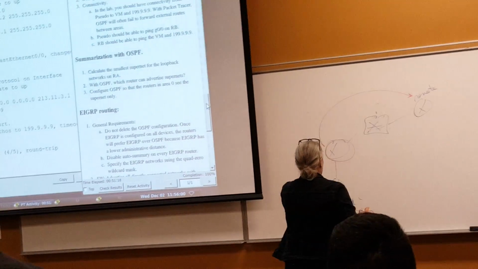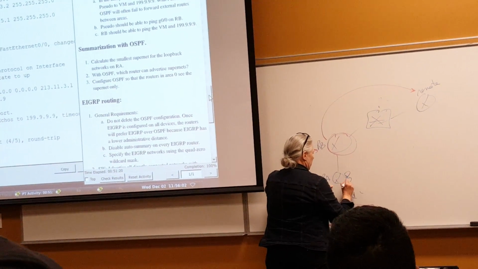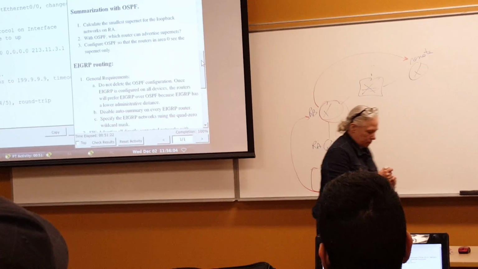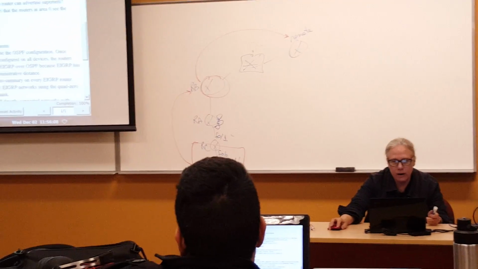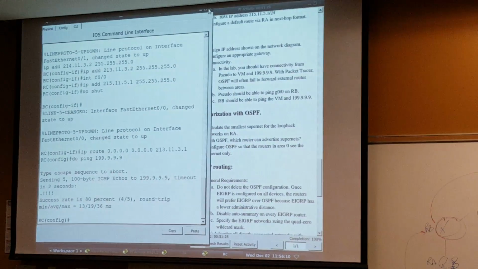So, router A here has all these loopbacks that we want to summarize. I don't think she's going to do the entire. Okay, she's going to find router A, I have to find out what their IP addresses are.